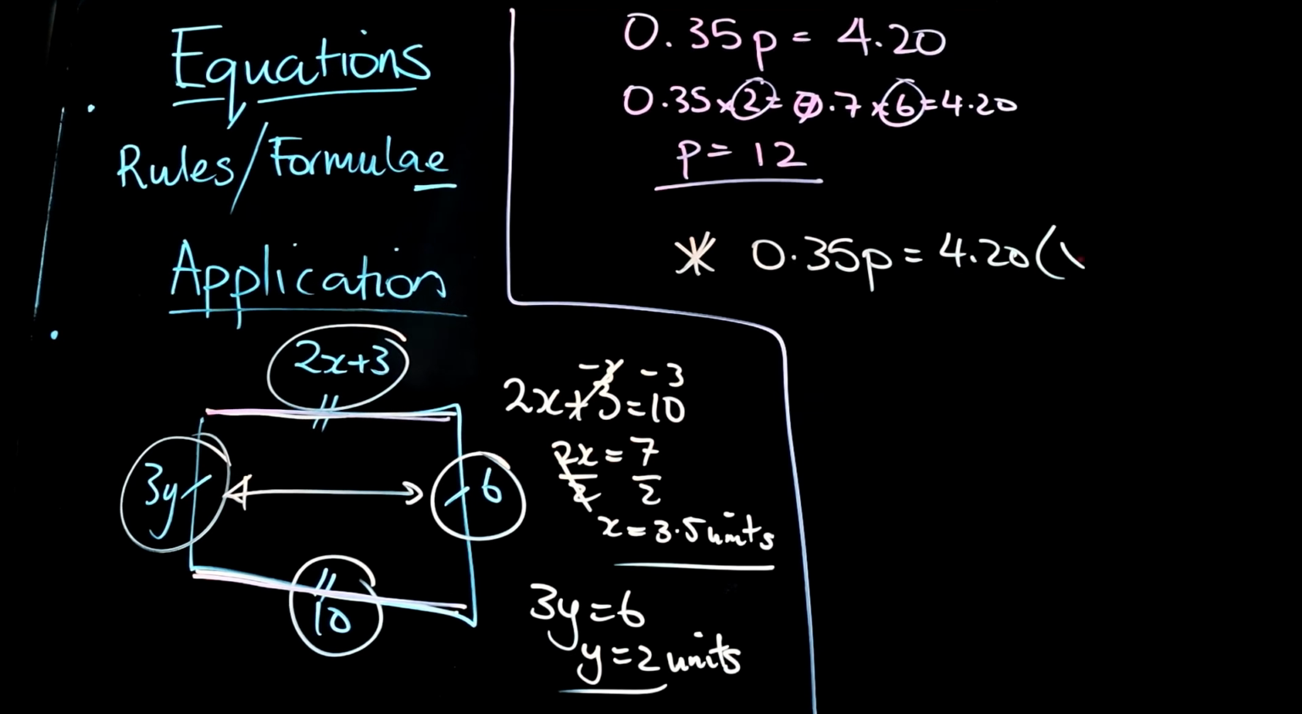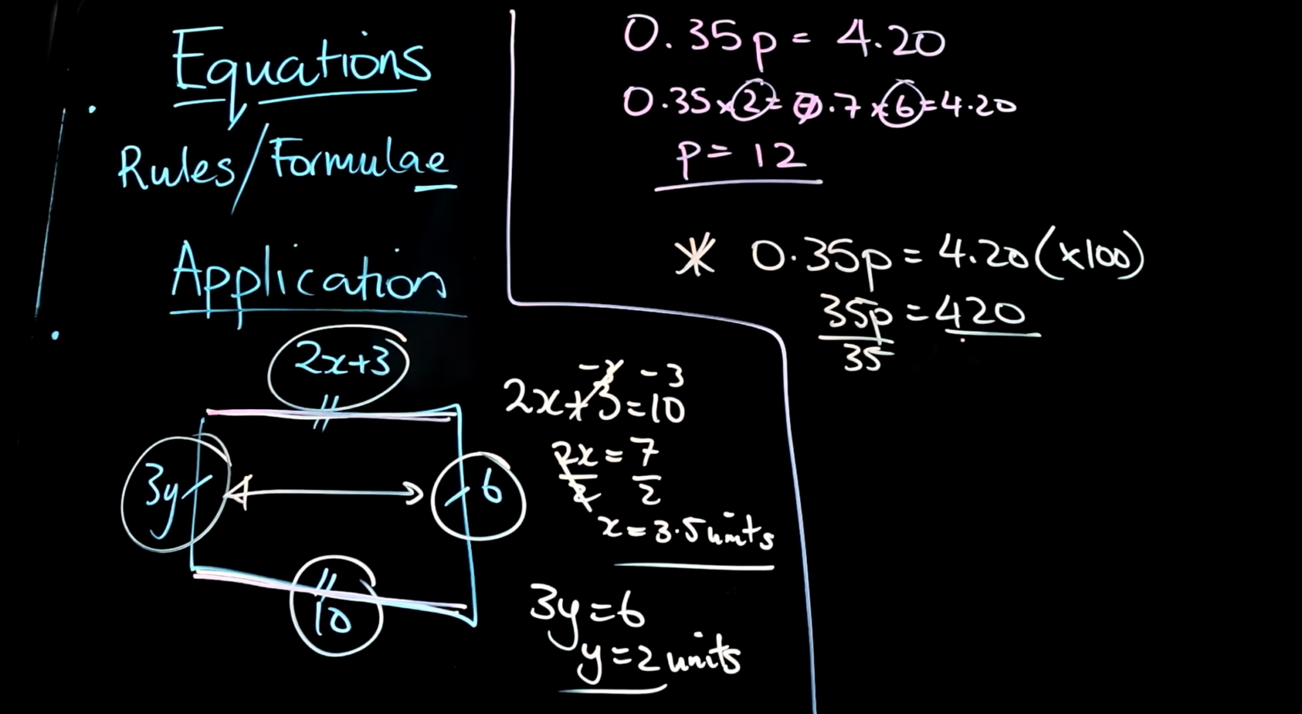0.35p equals 4.2. What happens if we multiply both sides by 100? We end up with 35p equals 420. And again, we can divide both sides by 35, and we'll end up in the same spot. P is equal to 12. We might have got on our calculator to do that and work that out.